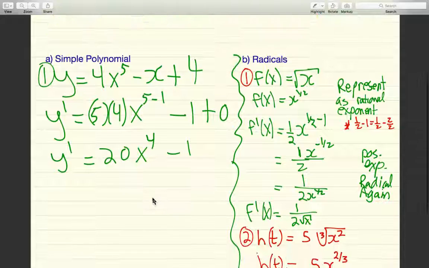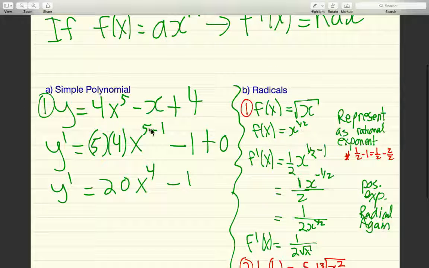So here are some examples. Here's our original function, 4x to the fifth minus x plus 4. And so we want to get the slope function for that, which is denoted as, if this is y, this is y prime. Well, I bring the 5 down to the front, it becomes a coefficient. Then I multiply that by the original coefficient of 4. 5 times 4 becomes 20. Then I reduce the exponent by 1. That becomes x to the fourth.